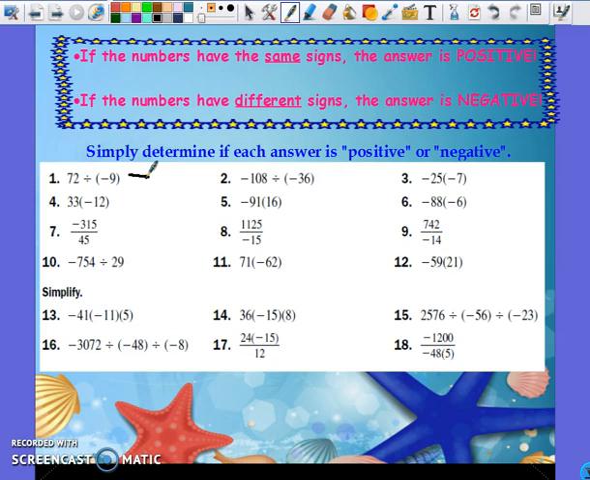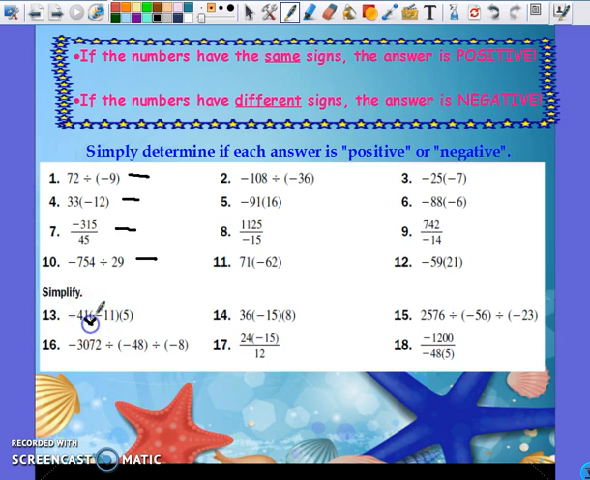Number 4, 33 times negative 12. Different signs, so the answer is going to be negative. Number 7, negative 315 divided by 45. Also negative, different signs. Number 10. Also negative, different signs. Number 13, we have to do this step by step.